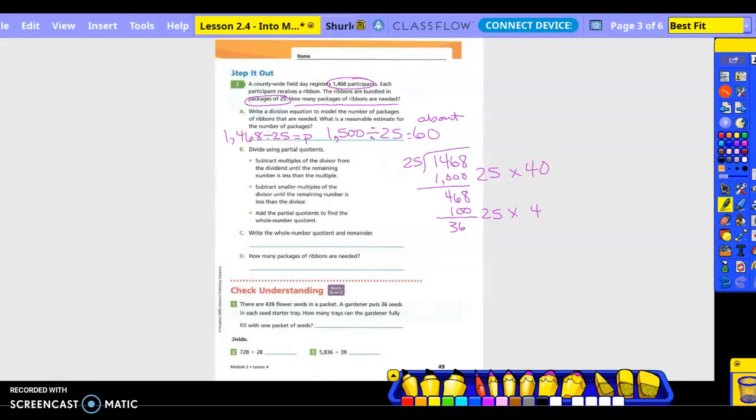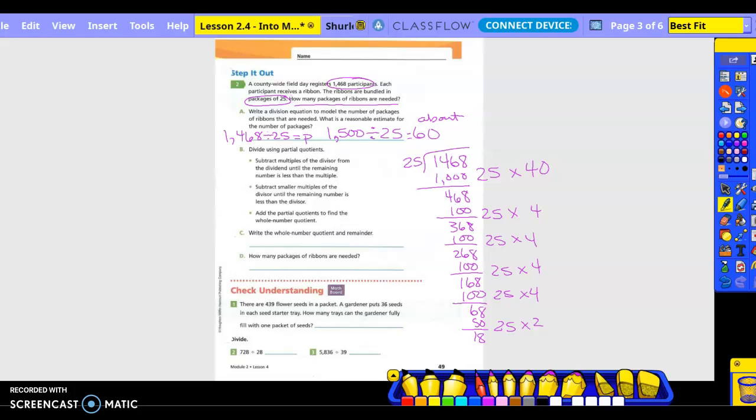So then that would be 368. Do 25 times 4 again and get 100. 268. 25 times 4 again and get 100. 168, right? Okay, 25 times 4 and get 100 and get 68. Okay, now I can do 25 times what, guys? Times 2 and get 50. And I have 18 left over.